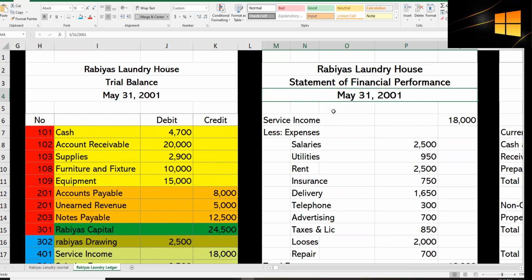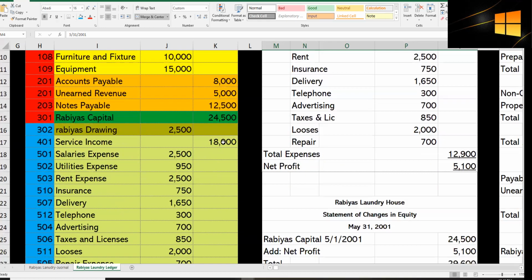So what is your goal here in your financial performance? Your goal is to find out whether the company earned during the accounting period, or whether it lost. Did it lose money? Or the company is gaining or losing. Okay? That is the main goal of our financial performance. Now in this case, the service income is 18,000. Where is that from? It is here. The service income is 18,000.